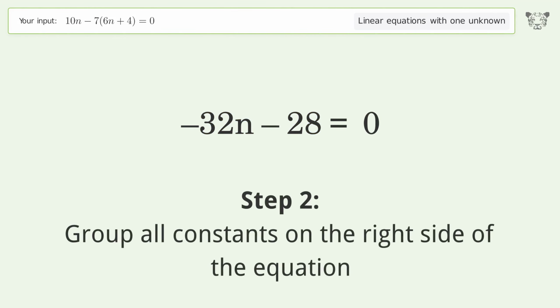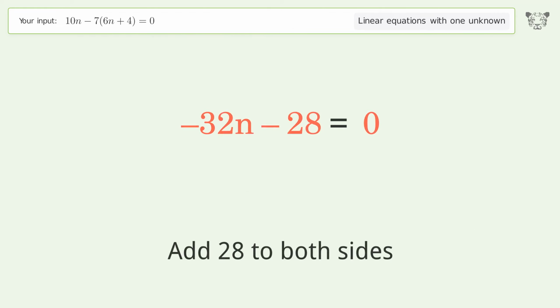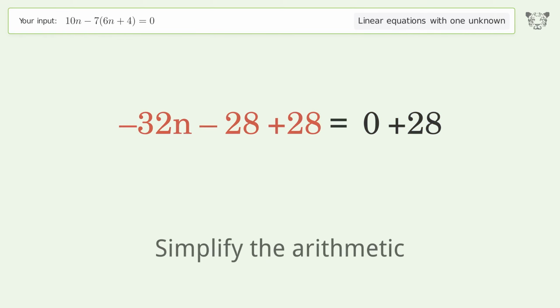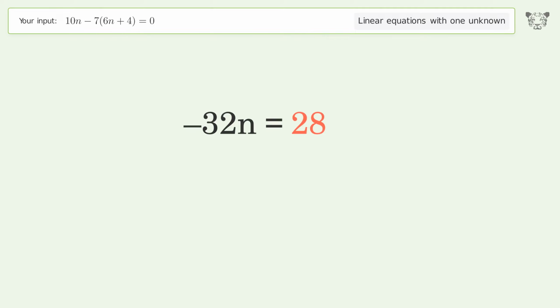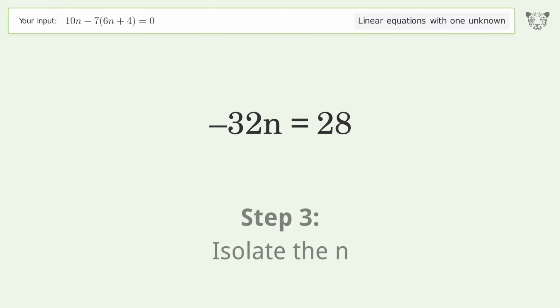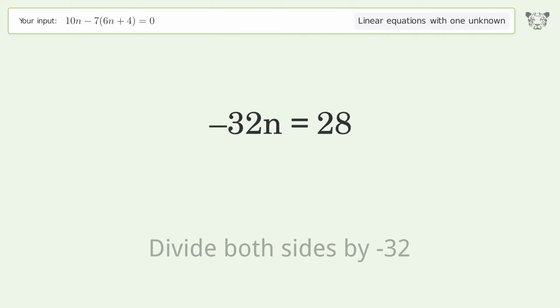Group all constants on the right side of the equation. Add 28 to both sides. Simplify the arithmetic. Isolate the n. Divide both sides by -32.